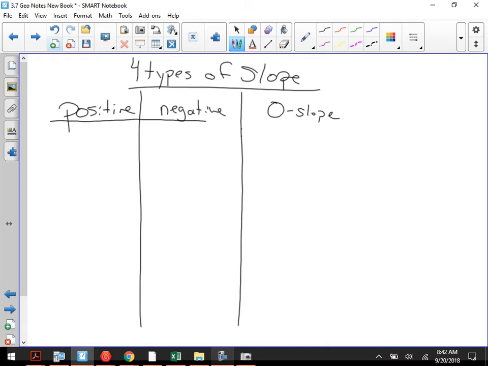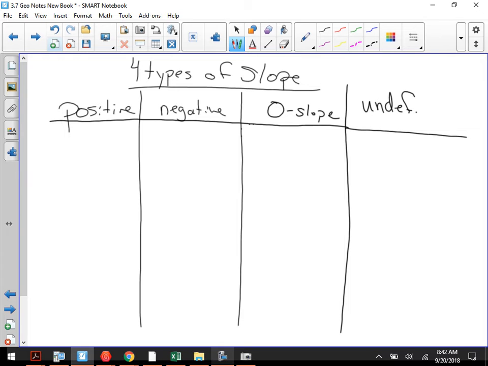So you have a positive slope, a negative slope, and a 0 slope. And then the last one is vertical. You're right, vertical is undefined. So you have 4 possible slopes. Positive: you guys remember what direction lines went that had a positive slope?